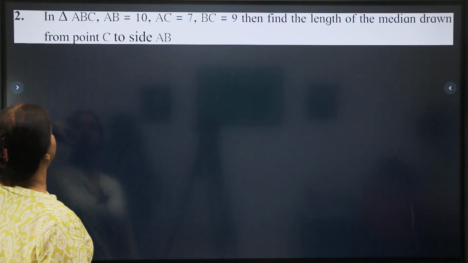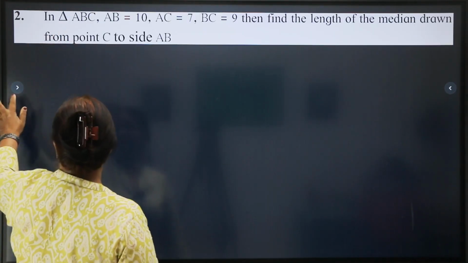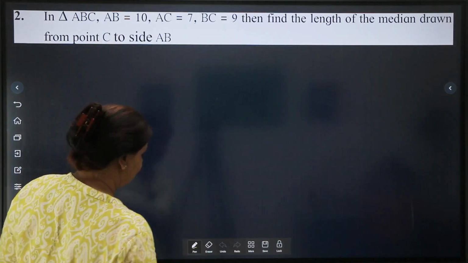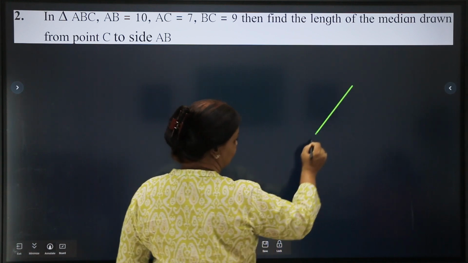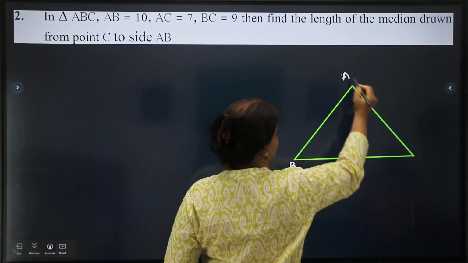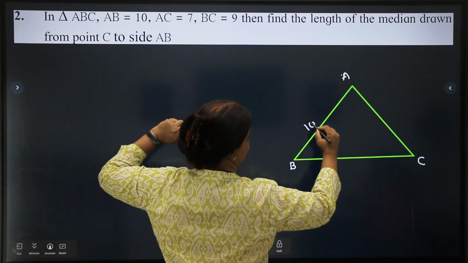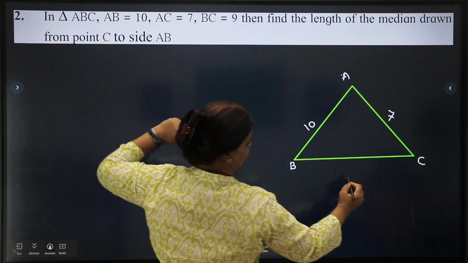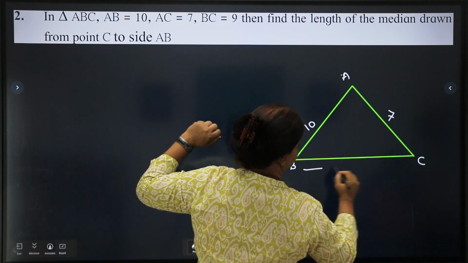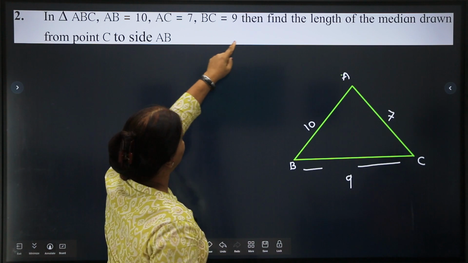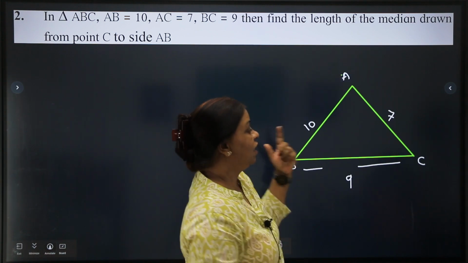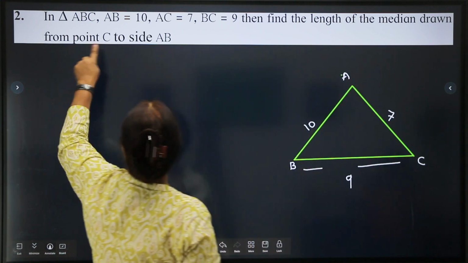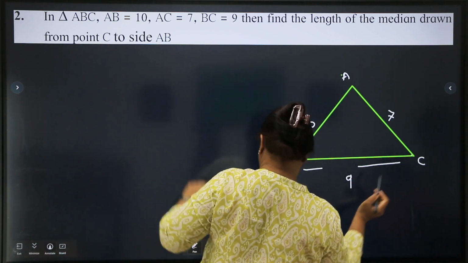Let's move to the second question, children. In triangle ABC, let us take triangle ABC. It is given AB is 10, AC is 7, and BC is 9. And find the length of the median. Now the length of the median we need to find out, and that is drawn from the point C. This is your point C.